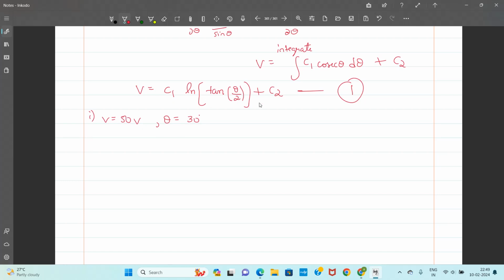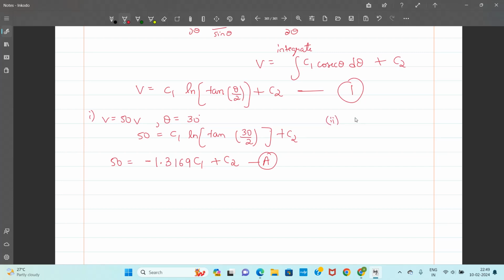So I'll substitute these values in equation 1. I'll get 50 is equal to C1 into natural log of tan of 30 by 2 plus C2. So you substitute this in the calculator, simplify it. I will be getting the answer as 50 is equal to the value. Natural log of tan 30 by 2 will give me an answer of minus 1.3169 C1 plus C2. So I'll call this equation as A. I cannot directly simplify it. So I got one of the equations.